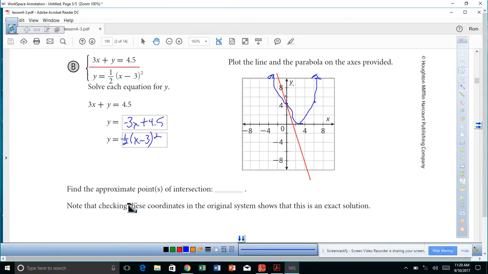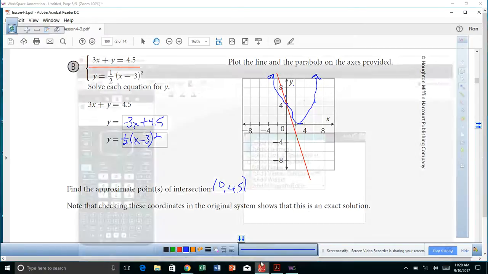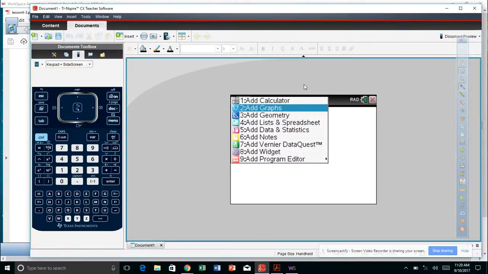All right. Find the approximate point of intersection. It looks to be 0 and 4.5. All right. Note that checking these coordinates in the original system shows that this is an exact solution. Well, let's try the calculator. So let's graph it.